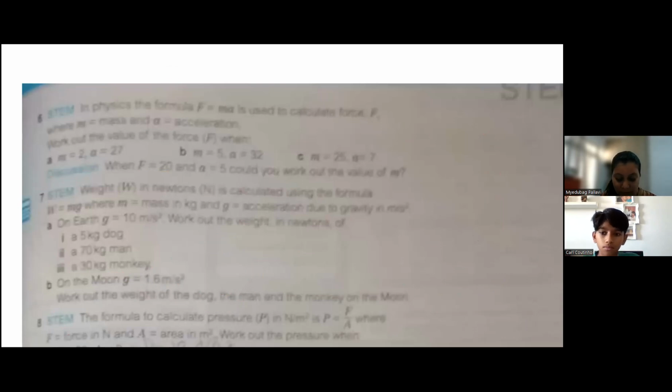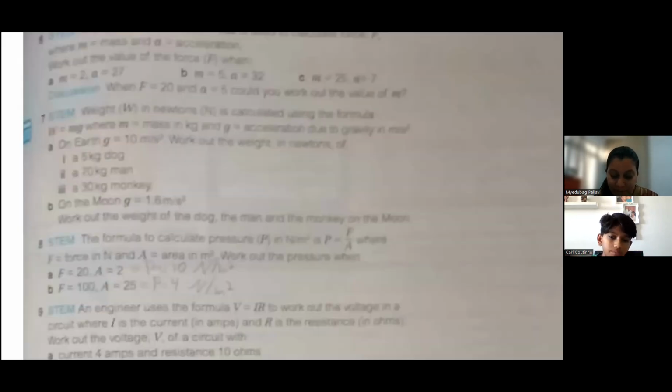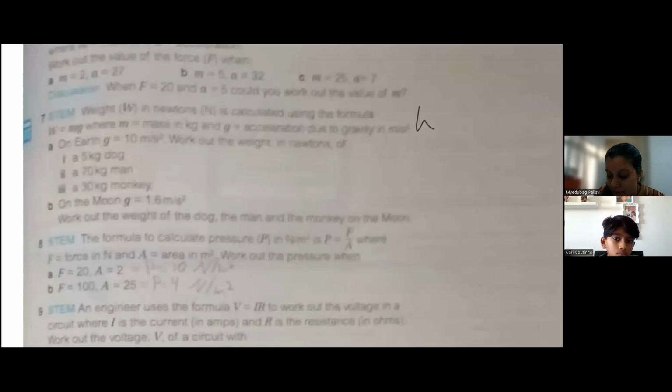Question number 7. Weight in newtons is calculated using the formula W is equals to mg. Okay. Again, a new formula is given to us. Weight is equals to mg, right? Where m is the mass in kg and g is acceleration due to gravity. Okay, acceleration that we have due to gravity. And what we have to do?